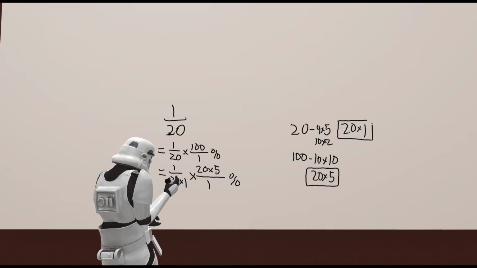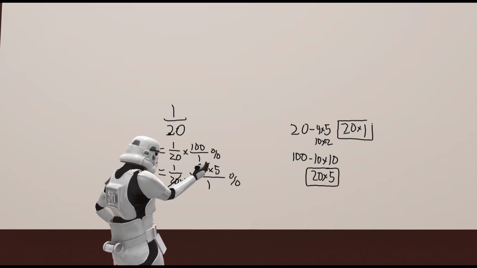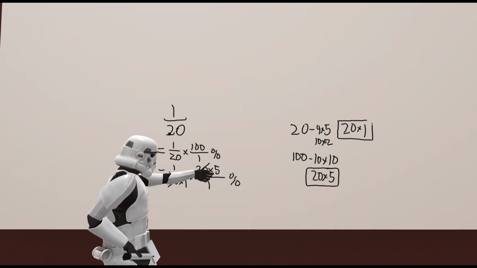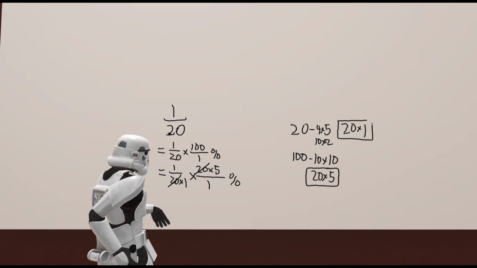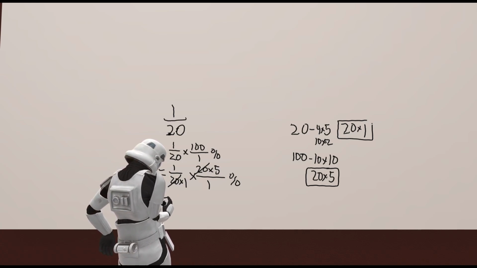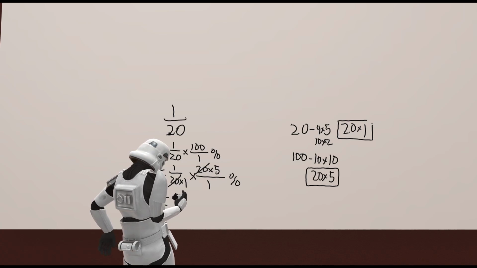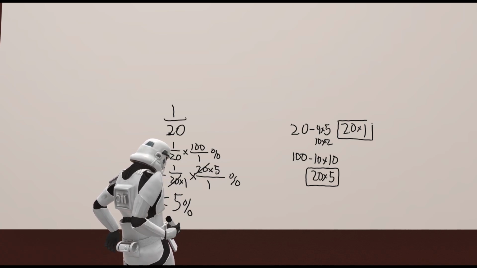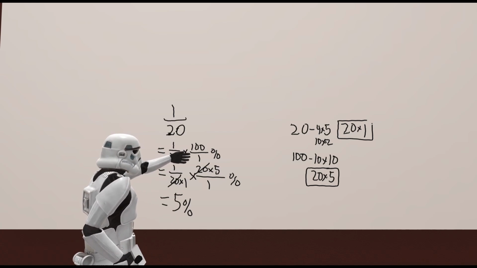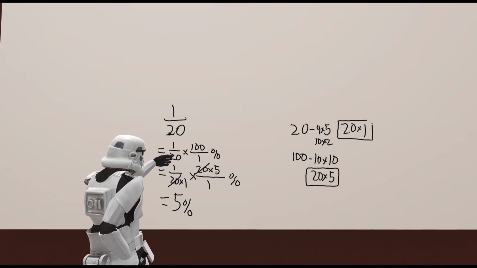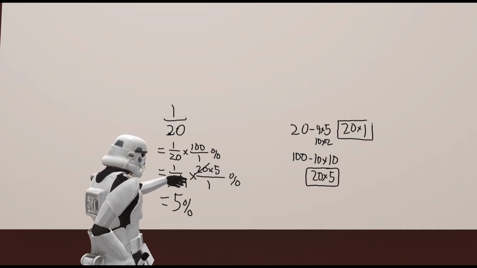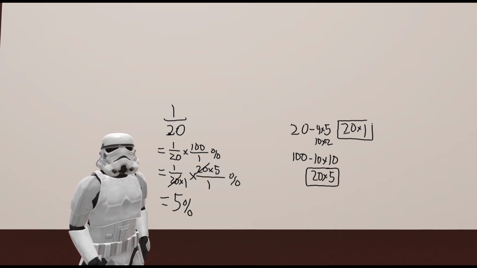Now, all we do here is we just cancel out the 20s, and we're left with 1 over 1, which is just 1, and we're left with 5 over 1, which is just 5. So 1 times 5 is just 5. So the answer is going to be 5%. That's all there is to it. So multiply by 100 over 1%, and then find the factor pairs of your numbers, and then try to cancel it out so you end up with something a lot nicer on the end.